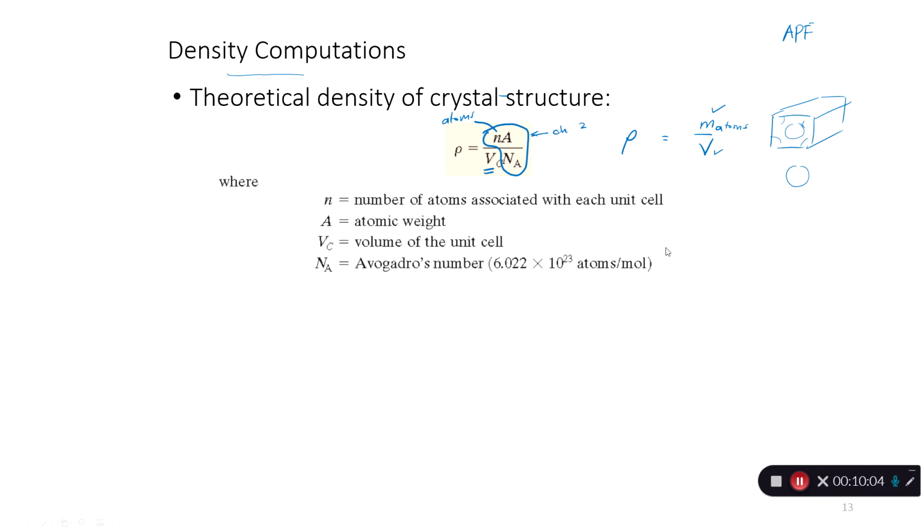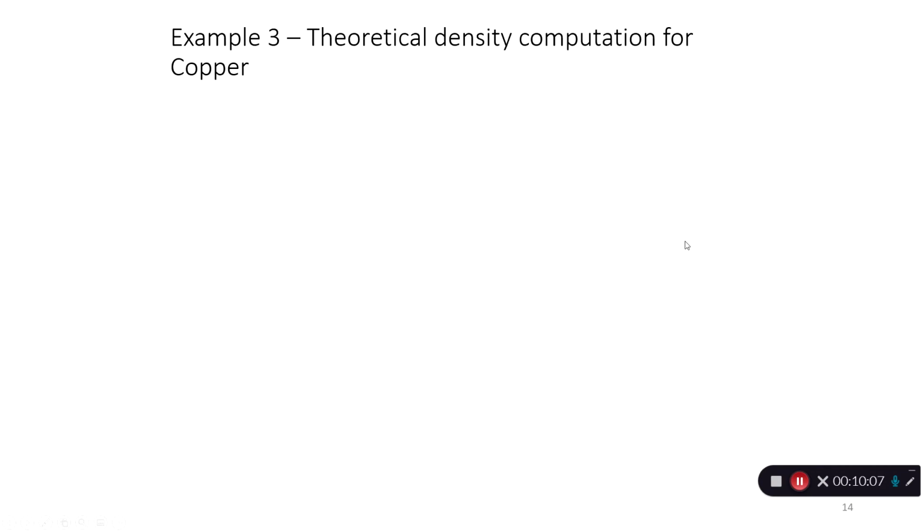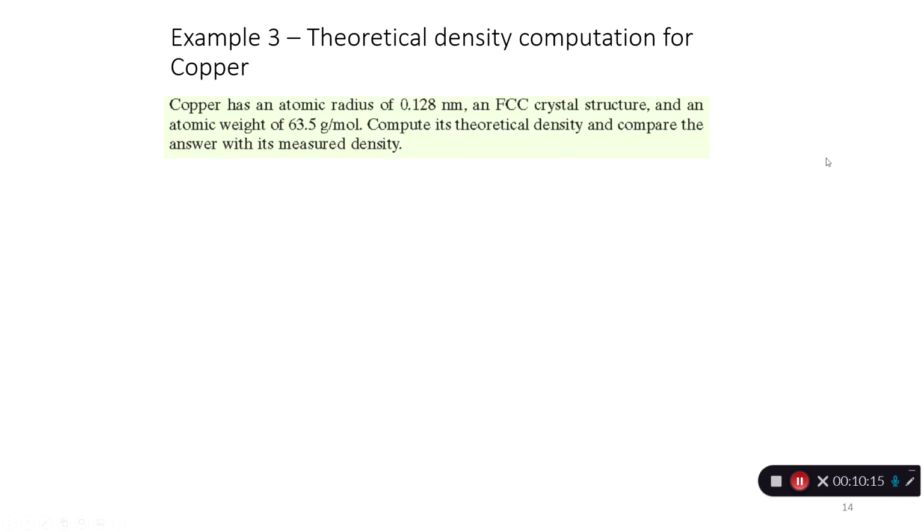Let's try this on one question. Calculating the density for copper. The element here is copper. What we need to know about copper is its atomic radius, and also that it has an FCC structure, and its atomic weight, which of course you can get from the periodic table. Compute its theoretical density and compare with measured density.